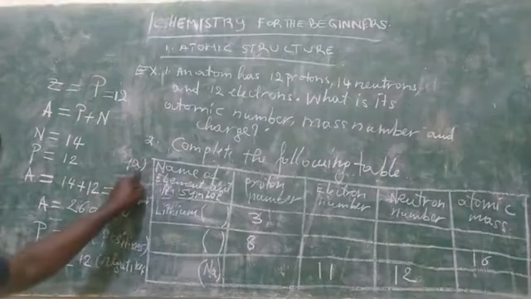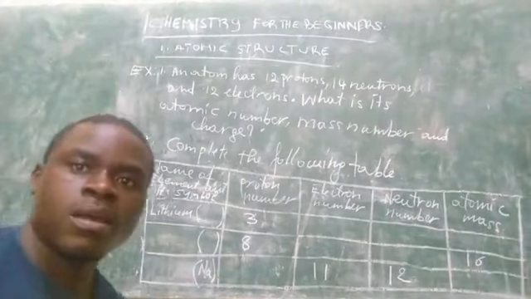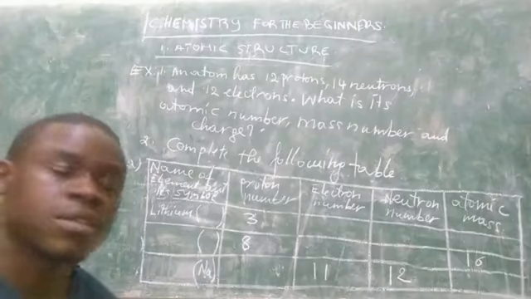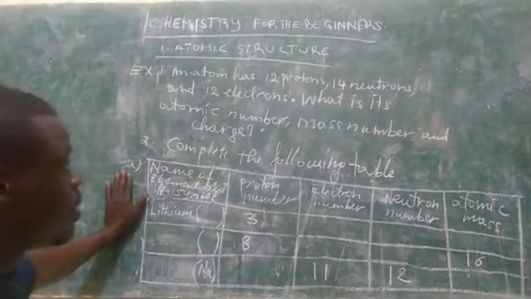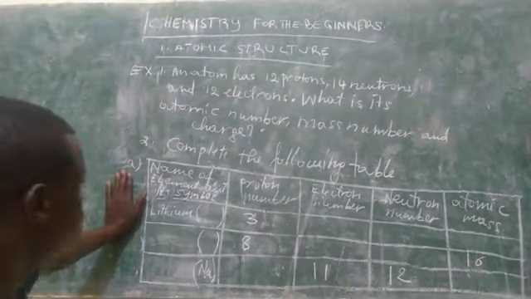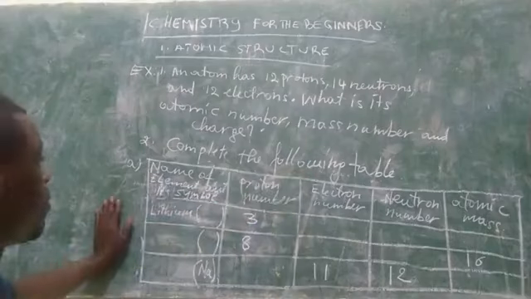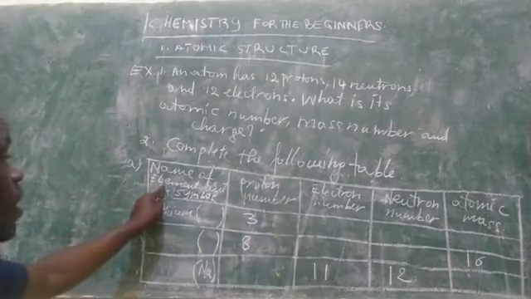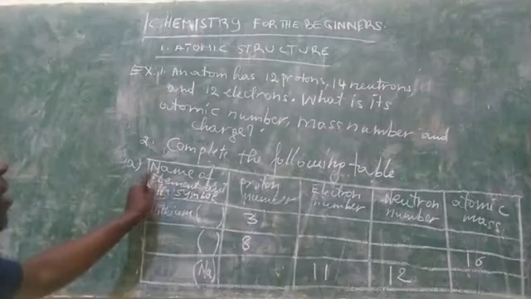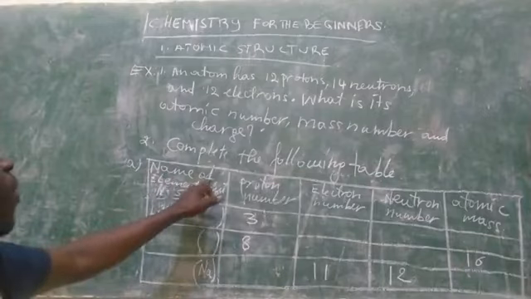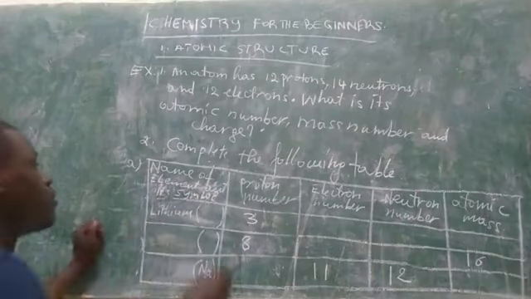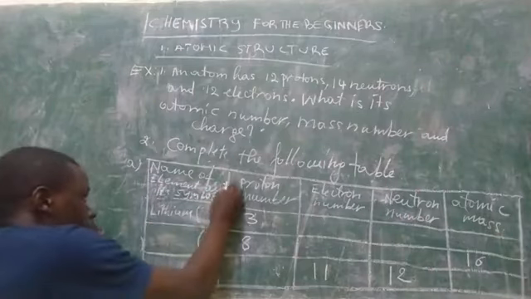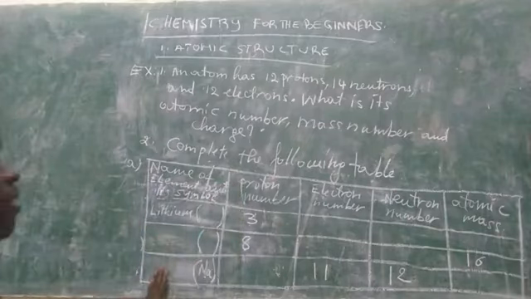So we are going to see number 2. By continuation, let us see this table, the second question. They say complete the following table. Here it is written the name of element and its symbol. This is the first column.